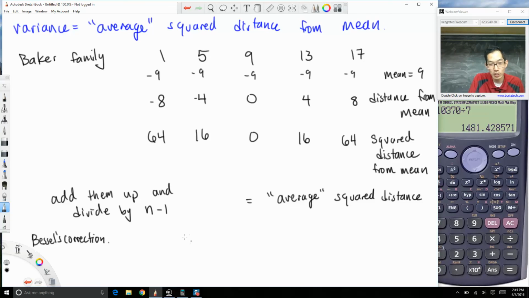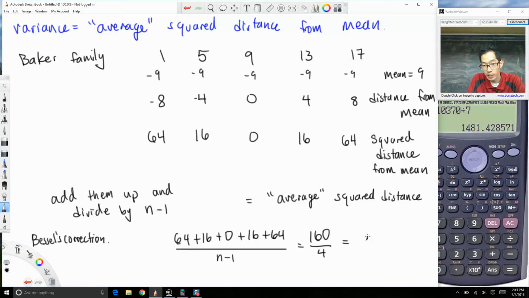Okay, so what are we going to do? We're going to do 64 plus 16 plus 0 plus 16 plus 64, and we divide by, well, what? 4, right? Rather than 5, we're going to divide by n minus 1, so I get 160 divided by 4, and I get 40. So my variance, being the quote-unquote average square distance from the mean, is equal to 40.